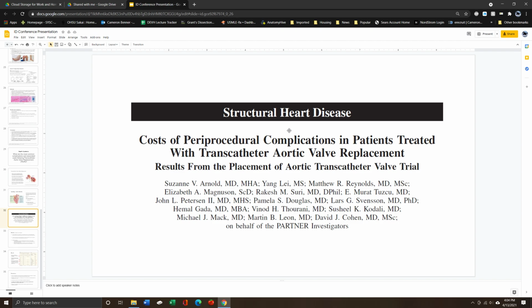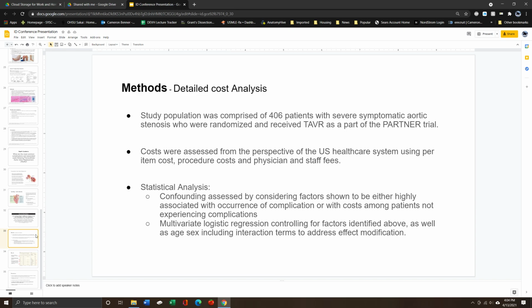The paper that I found was titled "The Cost of Peri-Procedural Complications in Patients Treated with Transcatheter Aortic Valve Replacement," and this study was relatively recent. The study involved a study population of 406 patients with severe symptomatic aortic stenosis who were randomized and received TAVR as part of the PARTNER clinical trial. Costs were assessed from the perspective of the U.S. healthcare system using per item costs, procedure costs, and physician and staff fees.